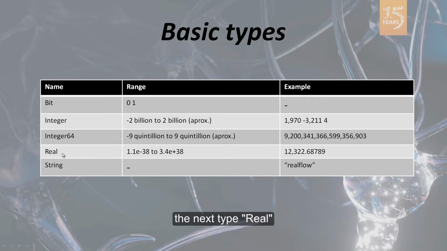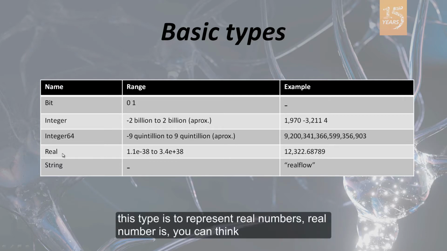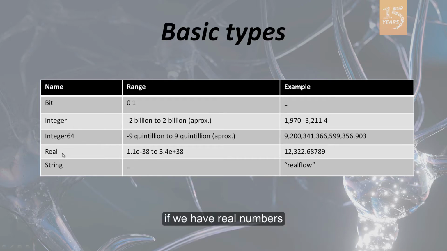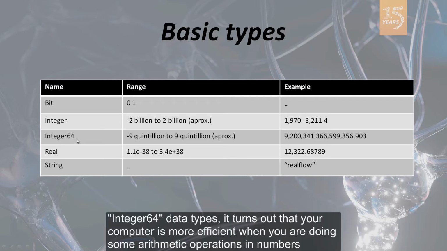The next type, real. This type is to represent real numbers. You can think of real numbers as including integer numbers, rational numbers, and irrational numbers. If we have real numbers, why do we need the integer or integer 64 data types?